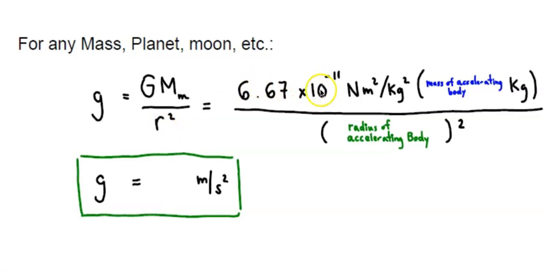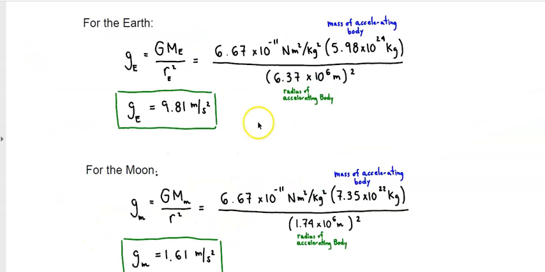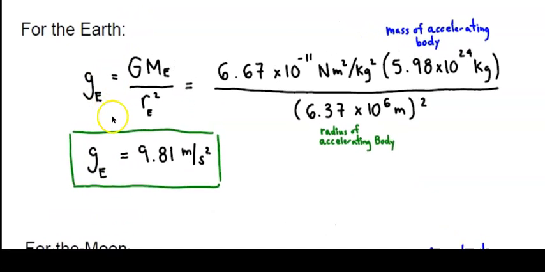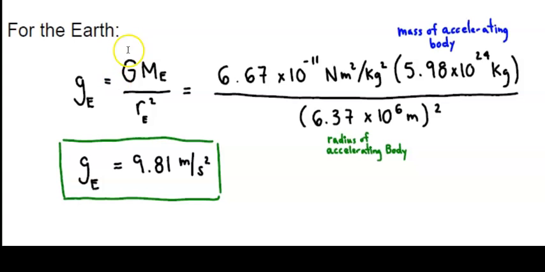Here's the G, 6.67 times 10 to the negative 11. Multiplying that by the mass of the accelerating body and dividing it by the radius of the accelerating body squared, that gives you the gravity on any planet or moon. Now let's apply that to the Earth and our moon. So we know that g of the Earth is equal to the universal gravitational constant times the mass of the Earth over the radius of the Earth squared.